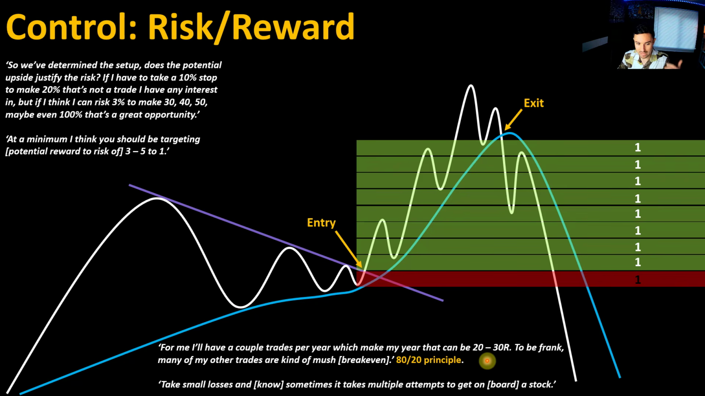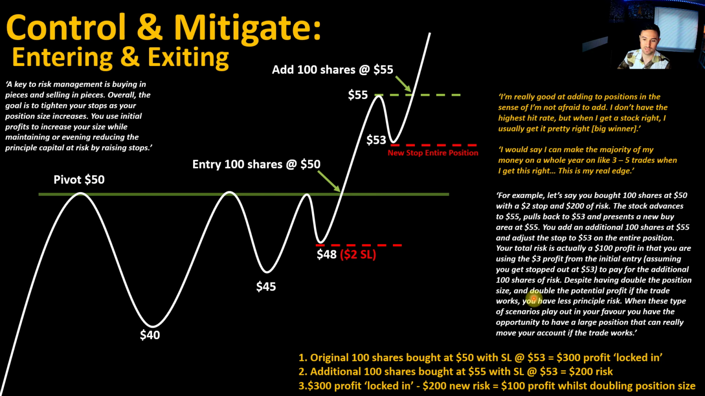Okay, so what he's saying here is he'll have a couple of trades per year where they basically make his year, where he has huge multiples of his initial risk, and he can potentially pyramid into them. We're going to talk about pyramiding a little bit later. So take small losses, though sometimes it takes multiple attempts to get on board a stock. That's the paper cut point that we did a couple of slides ago. Next slide.